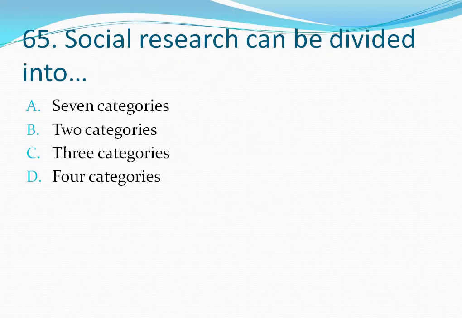Question number 65. Social research can be divided into. Your options are A, 7 categories, option B, 2 categories, option C, 3 categories, option D, 4 categories. So social research can be divided into 4 categories. So correct answer is 4 categories, option D. Let's move to the next question.